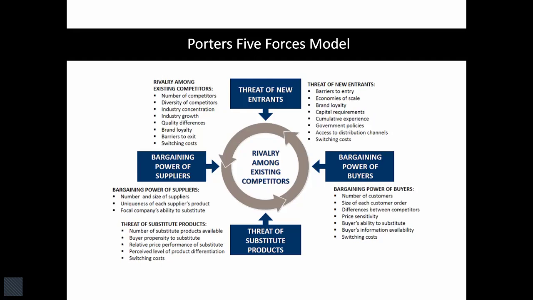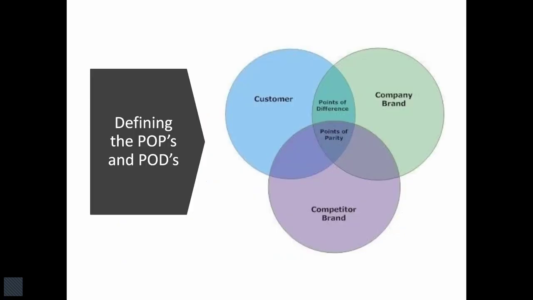Now, moving on towards the next step of our marketing plan, that is defining the POPs and PODs, the points of parity and points of difference. We need to understand that points of parity are the similarities that exist in the products of a similar sector and that help define the category membership, as per Philip Kotler. He also explained in his book that the points of parity are the similarities.